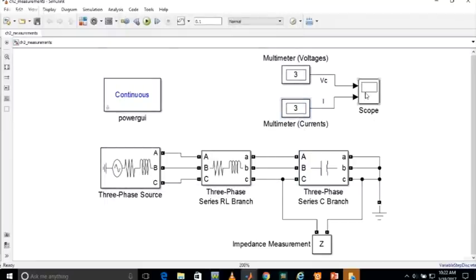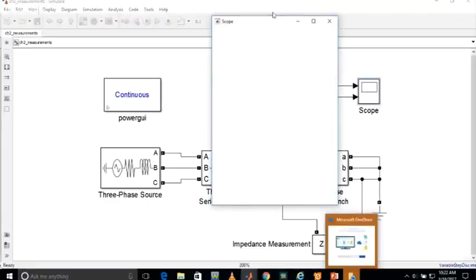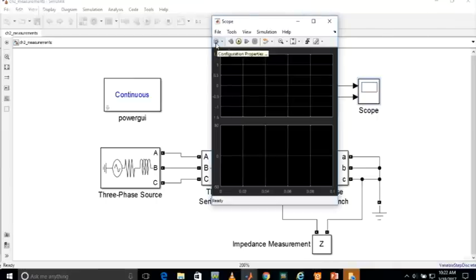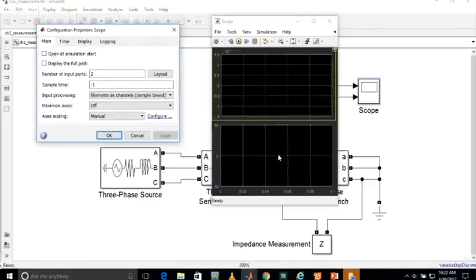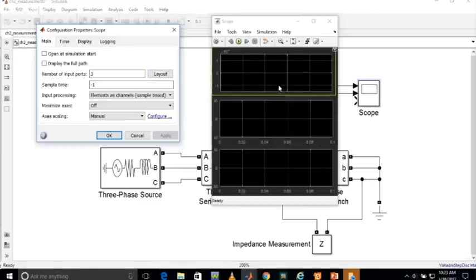Now, most of the time we don't know how to make the scope with two inputs. Double click it. This is the configuration properties. Click it, and in this, make the number of input ports two, or as per requirement, you can make it 3, 4, and 5. And if you want to show your result in matrix form, it's a 2x1 matrix. So go for the layout, and then in the layout, go for this one, 2x1 matrix. And the moment you go for this one, this is how it will represent. If I make it 3, and the layout is like this, and apply it, you will see this is divided into 3. So as per your requirement, you can make it 2 or 3 or 4.